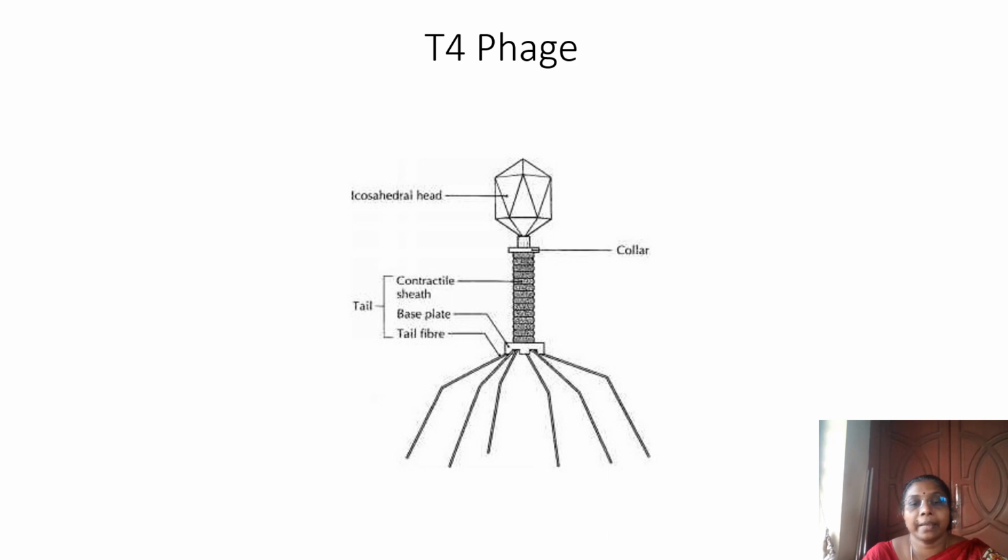It has a head, neck, tail region and tail fibers. When you take the head region, it is icosahedral in shape, and next to the head region you can see a small collar portion, and behind that collar you can see the tail, which is a cylindrical extended portion. The tail is covered by a contractile sheath, and at the bottom it has a basal plate, and on the basal plate you can see 6 tail fibers. So this is the structure of T4 phage.